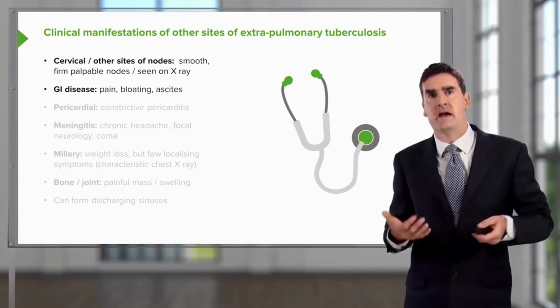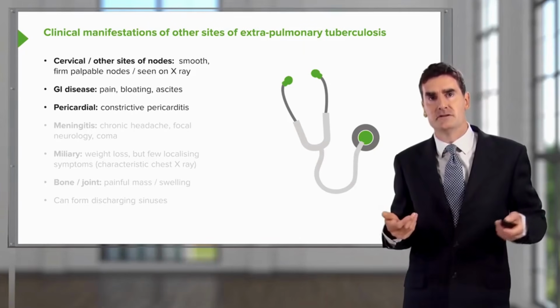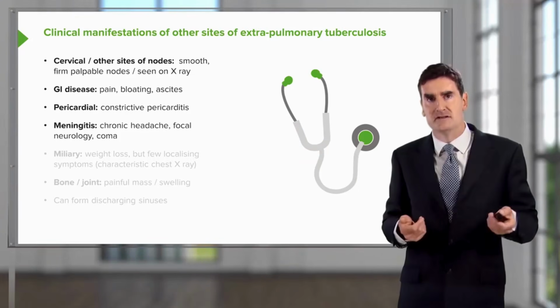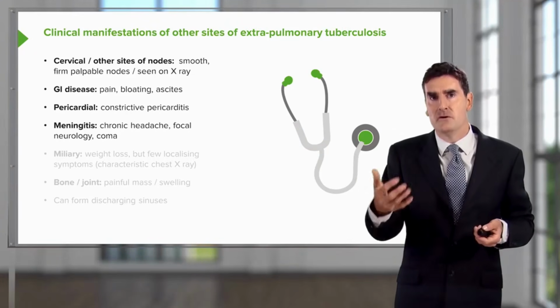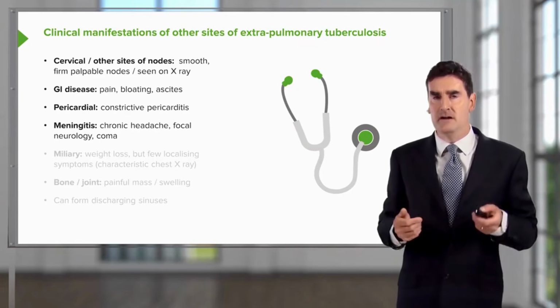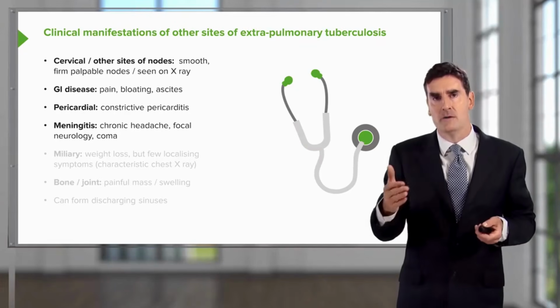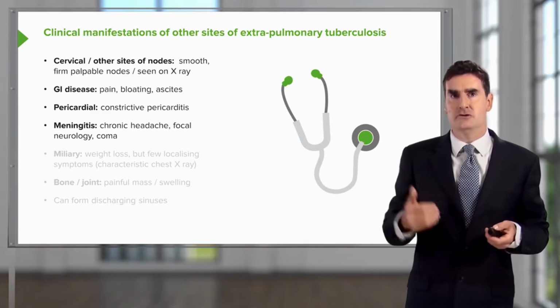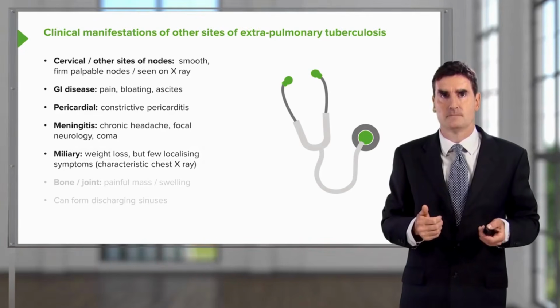Gastrointestinal disease will cause pain, bloating, and ascites. Pericardial diseases cause constrictive pericarditis and pericardial effusions. Meningitis presents with chronic headache, focal neurology, and eventually coma, and is a very serious problem with a high mortality. And even if you do survive it, you're likely to have a neurological defect as well.